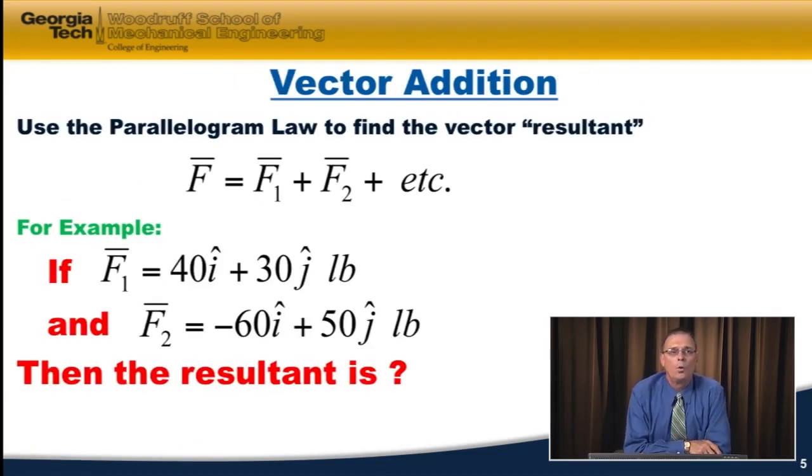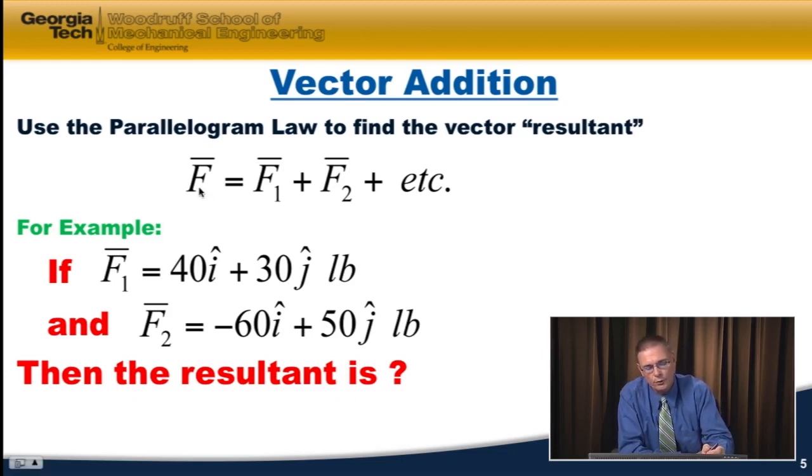Let's next go on and look at how we would add forces together. We use what's called the parallelogram law to find what's called the vector resultant, and so we have our resultant force is equal to our F1, our F2, however many forces we want to add together. And so I've got an example for us to do together. If we have an F1 force, which is 40I and 30J pounds, and an F2 force, which is minus 60I plus 50J pounds, I would like you to take a couple of minutes and write down what the resultant would be, and then we'll do it together.